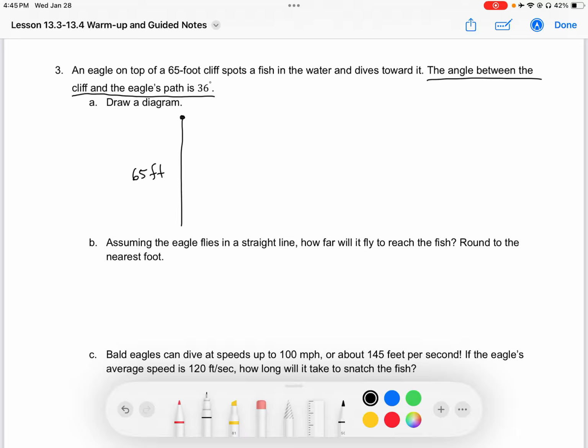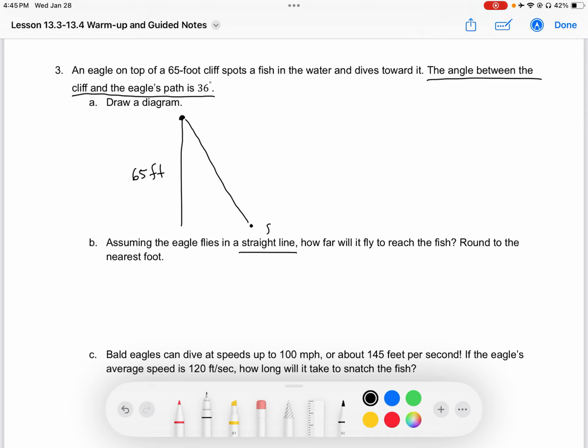There's an eagle up here at the top. I've literally seen eagles diving towards the water recently, although they were going for coots, which are birds. The eagle spots a fish in the water. So the fish is down here in the water, and it dives towards it. We're going to assume that it goes in a straight line.